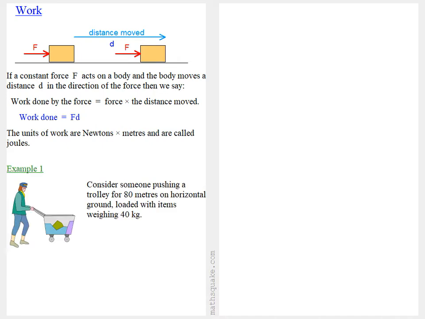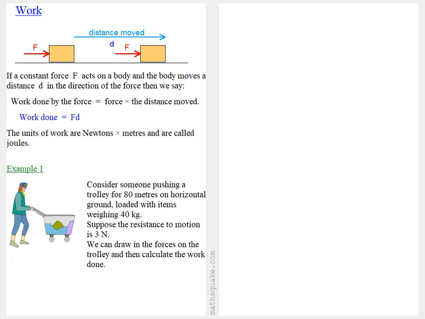Let's look at an example. Consider someone pushing a trolley for 80 meters on horizontal ground, loaded with items weighing 40 kilograms. And let's suppose the resistance to the motion is 3 newtons. We can draw the forces on the trolley and then calculate the work done.